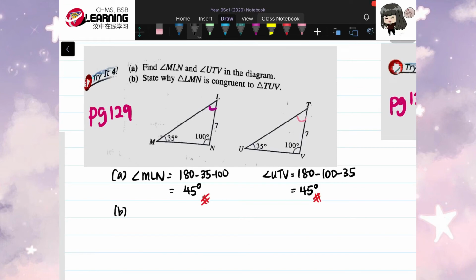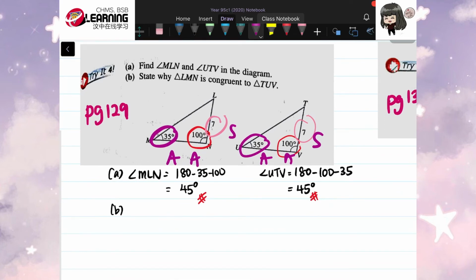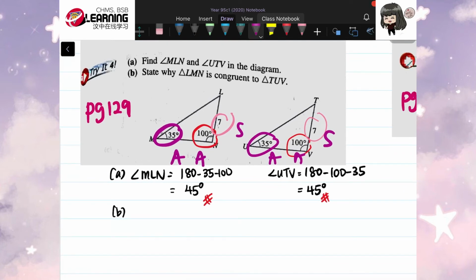Okay, part B. State why triangle LMN is congruent to TUV. Okay, so why? You look at this triangle. You are given an angle here, and another angle here, and then you are given a side. So we can use angle, angle, side. Angle, side can prove that they are congruent, right? According to the tests of congruence, the 5 tests of congruence.